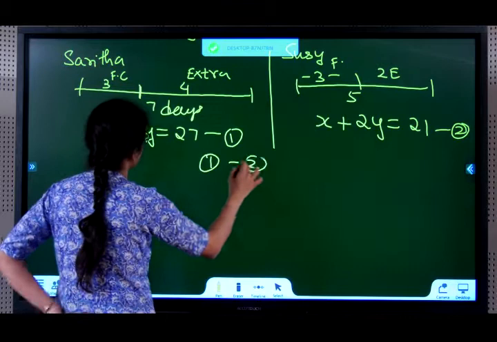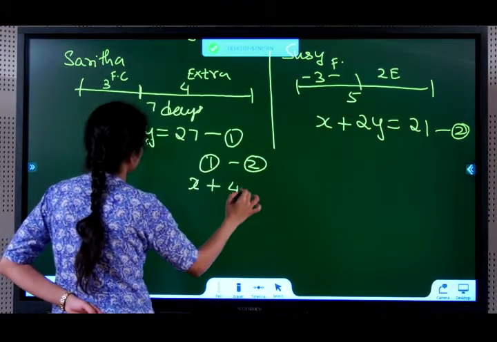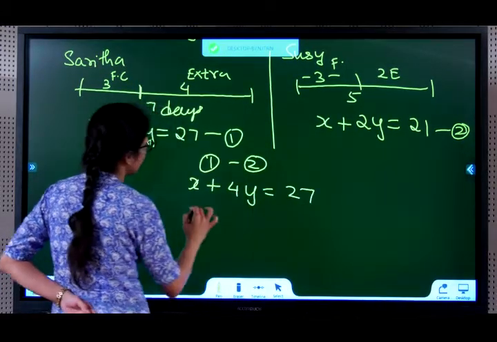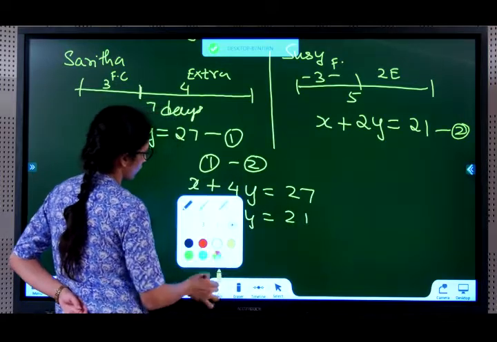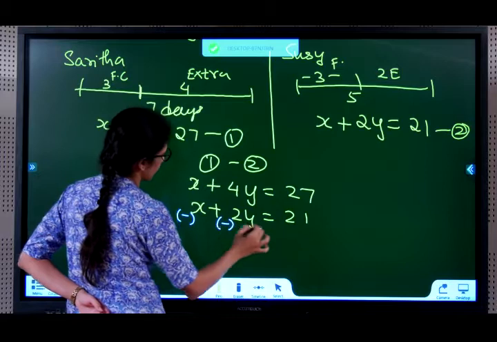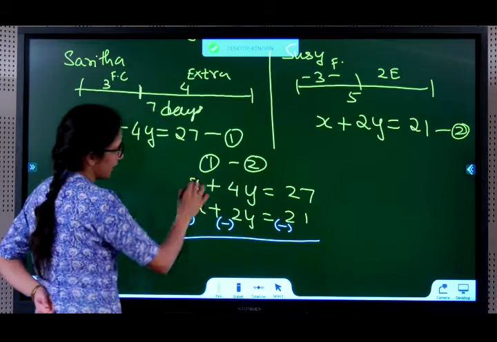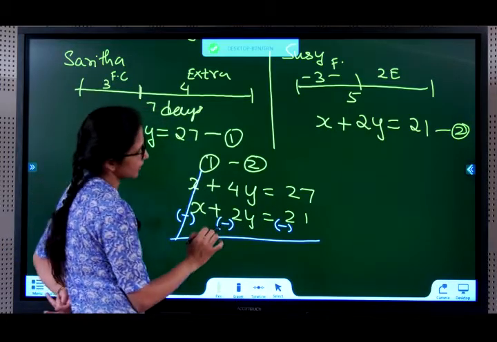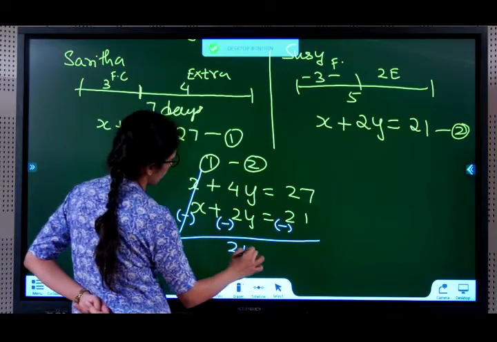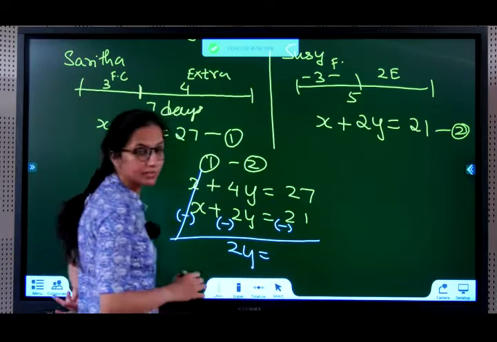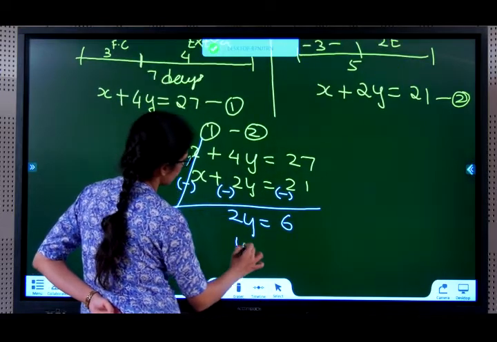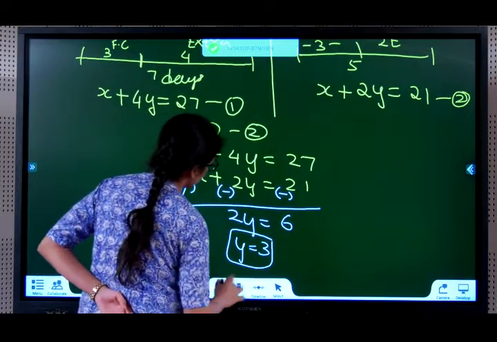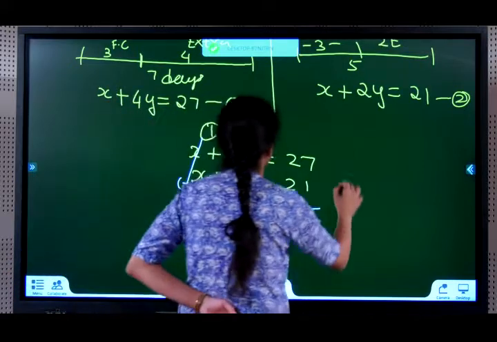1 minus 2 or 2 minus 1, anything will do. x plus 4y is equal to 27. x plus 2y is equal to 21. Go for subtraction. x cancels. 4 minus 2, 2y. 27 minus 21, 6. y is equal to 6 by 2 is rupees 3. Rupees 3 for every extra day.